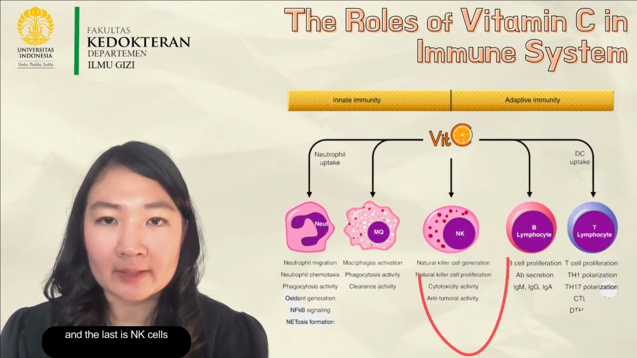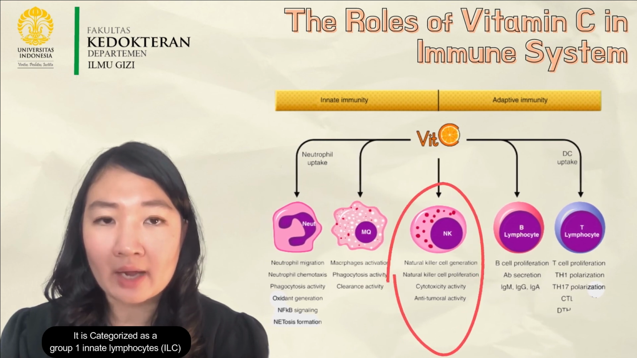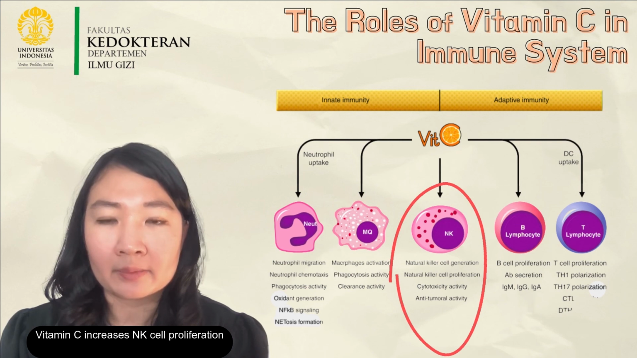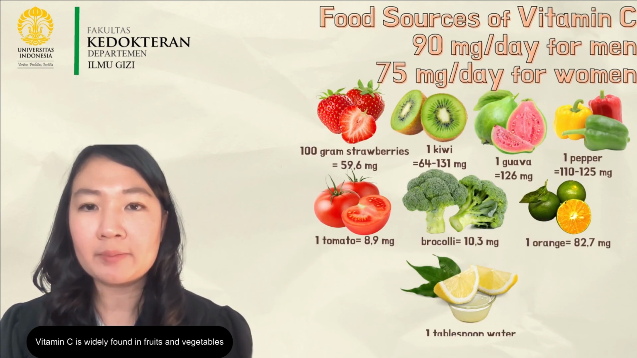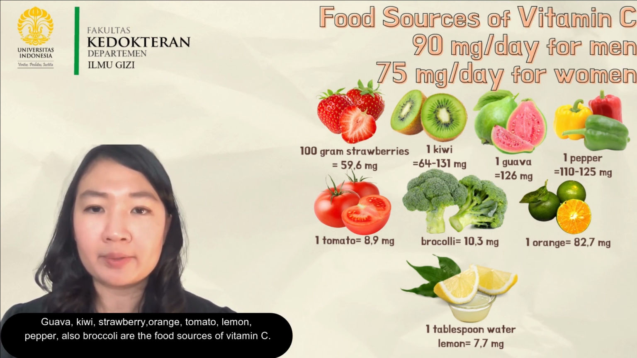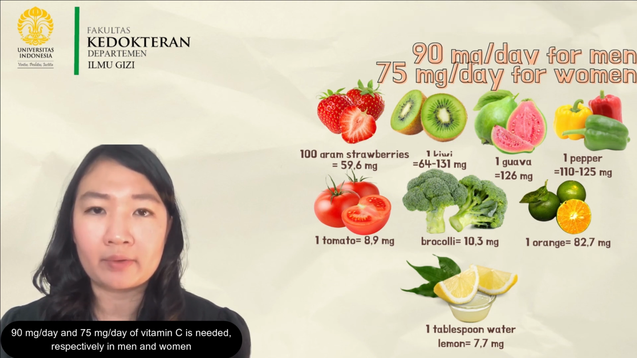And the last is natural killer cells. It is categorized as a group 1 innate lymphoid cell, or ILC, and responds to a wide range of pathological changes. Vitamin C increases natural killer cell proliferation. Vitamin C is widely found in fruit and vegetables. Guava, kiwi, strawberry, orange, tomato, lemon, pepper, and also broccoli are food sources of vitamin C. 90 mg per day and 75 mg per day of vitamin C is needed in men and women respectively.